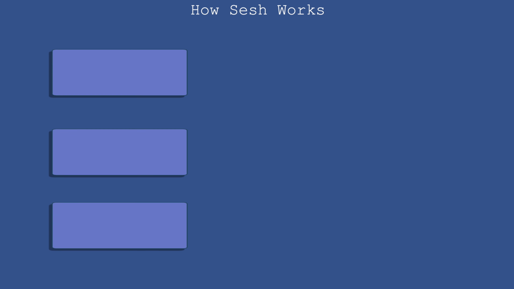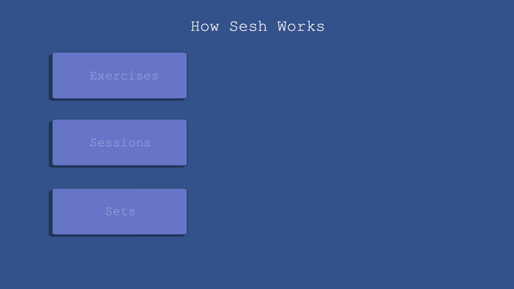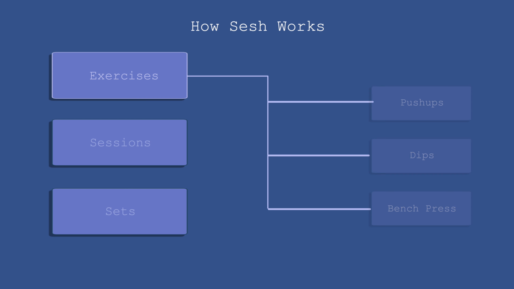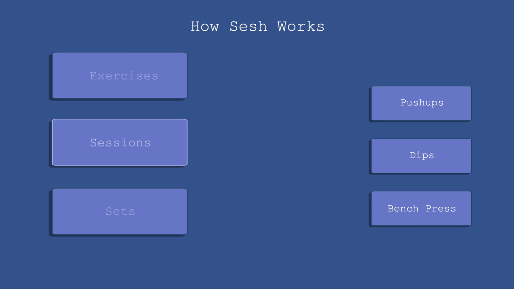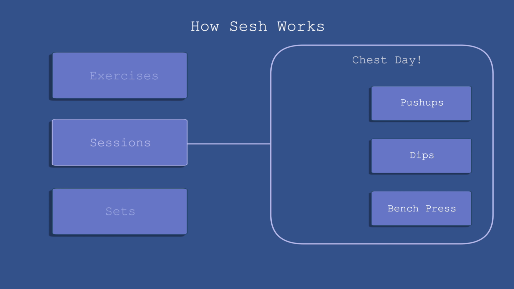So, Sesh is comprised of three major components. The first being exercises, which are the things you do day to day. There's going to be a large pool of them that you have. And then the second bit is sessions. In sessions, you'll have a set of exercises that you'll use in order to organize your workouts.